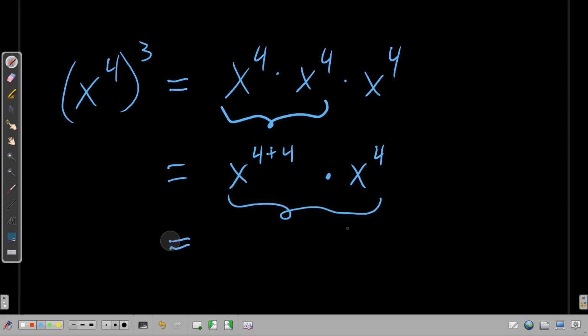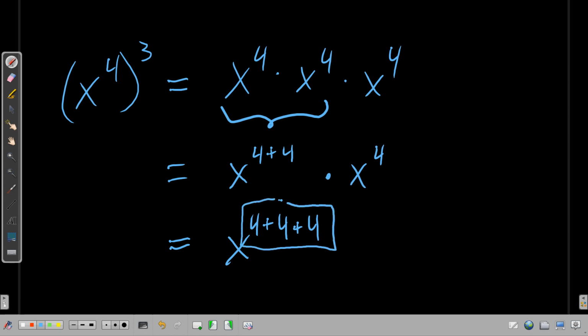And then I rinse and repeat. Now I have these 2 guys being multiplied together. Let me add their exponents. Now it's all simplified down. And 4 plus 4 plus 4, that's 12. This is x to the 12. But I say, wait a minute. 12, where did that 12 come from? It came from the addition of these 3 4s. How many 4s were there? There were 3 of them.